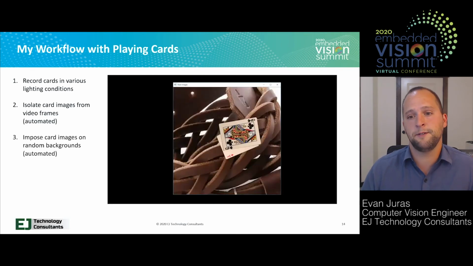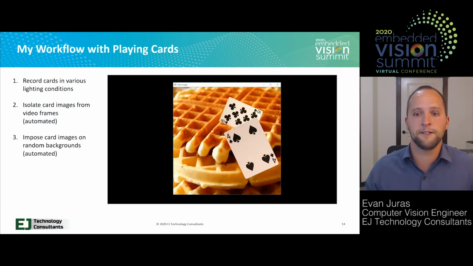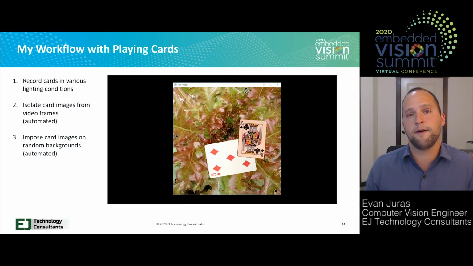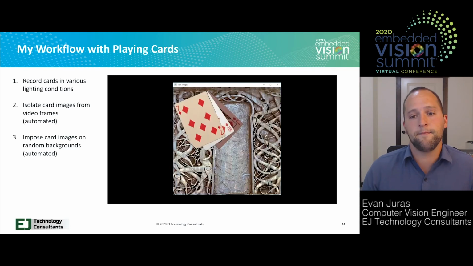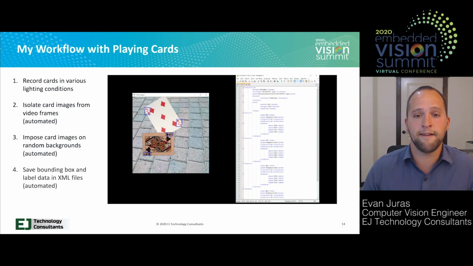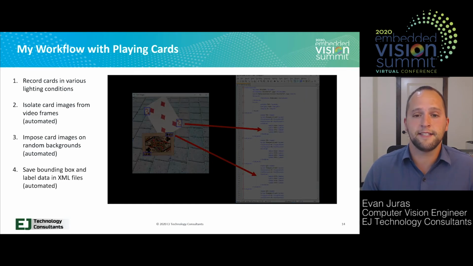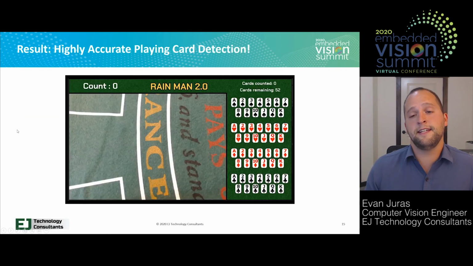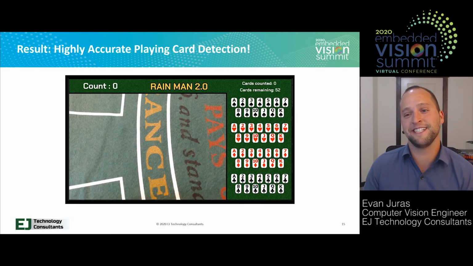Then I used a bigger script to randomly select images of cards from that batch of images and impose them on a randomly selected background in an automated fashion. And then for every image that was automatically generated, it also saves the bounding box and label data in an XML file. So when everything is said and done, I have 50,000 images of playing cards and the label data to go along with them. I then used these 50,000 images to train a playing card detector using YOLOv3 on the Darknet framework, and it basically resulted in a very highly accurate playing card detector.